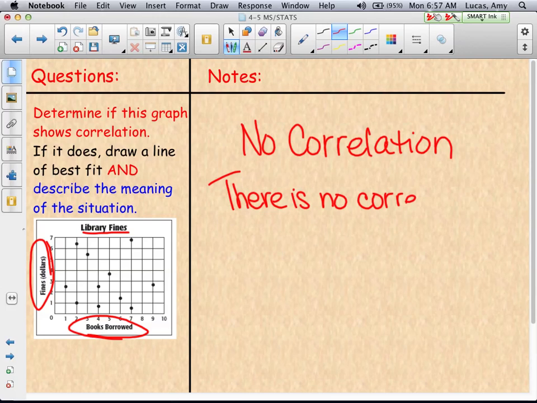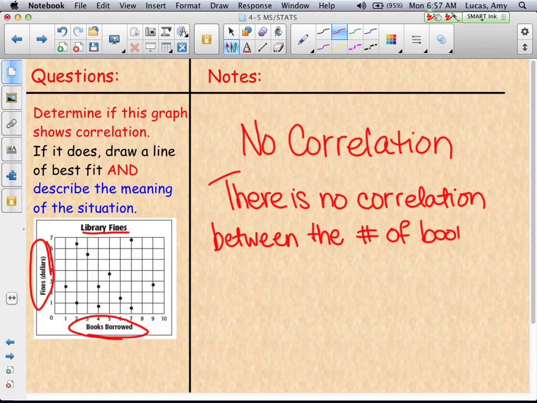No correlation between the number of books borrowed and the fine from the library.